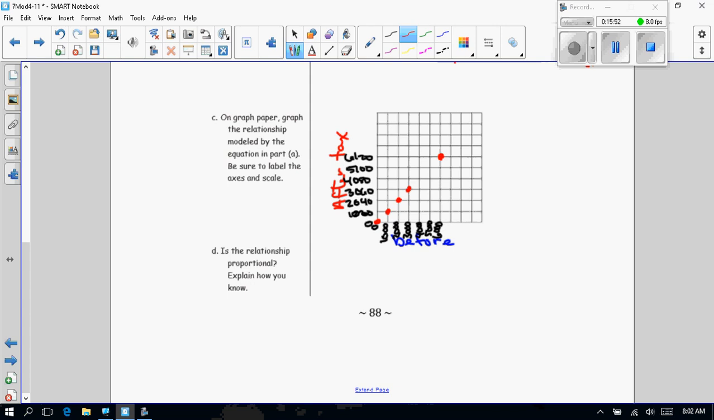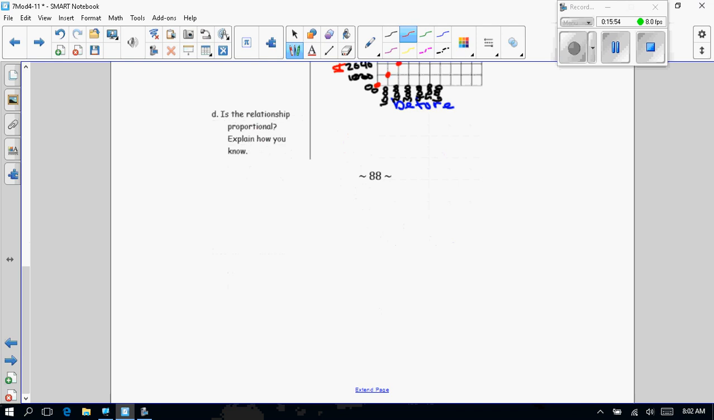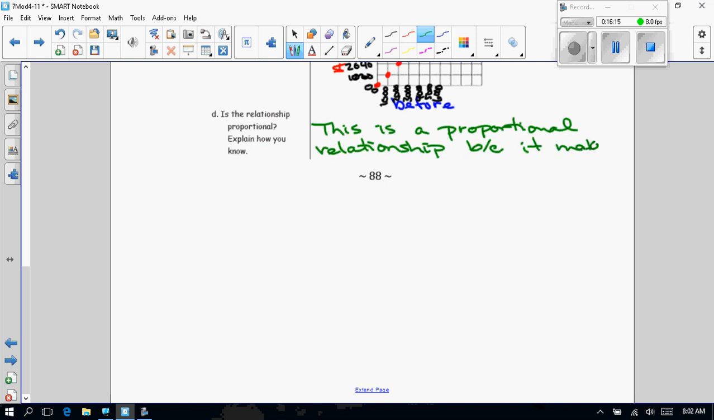Explain how you know. Is it proportional? Remember way back? This is, isn't it? This is a proportional relationship because, give me the two reasons why. It makes a line and it goes through 0, 0. And because of that, we know it's proportional.